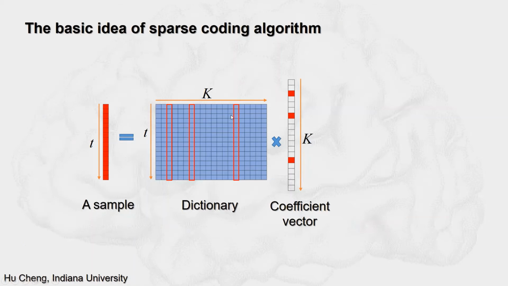So there's a dictionary, and each item in the dictionary is called an atom. A signal can be represented by a sparse linear combination of the atoms. Here, a signal is represented by the combination of three atoms in this case. The key to this method is the sparsity of the combination of the coefficients.